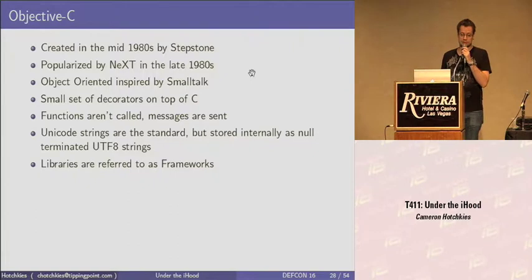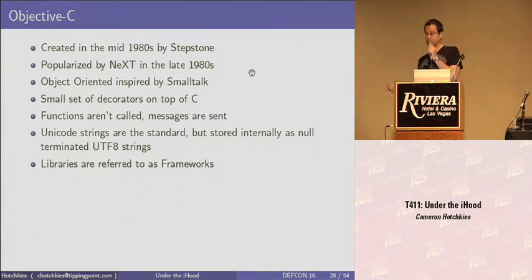Unicode strings are supposed to be standardized as 2-byte Unicode, but they're actually stored internally for the most part as null-terminated UTF-8 strings, which is Unicode, but it looks like standard C. Libraries are referred to as frameworks, so I keep dropping that name. Now you know what I was talking about.